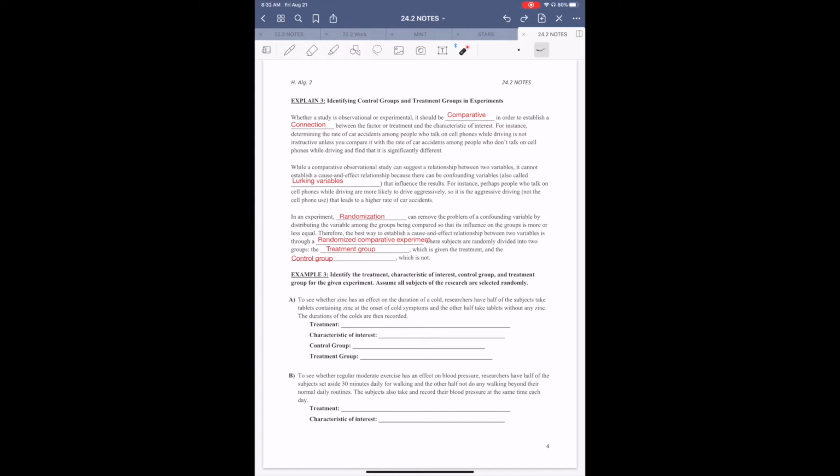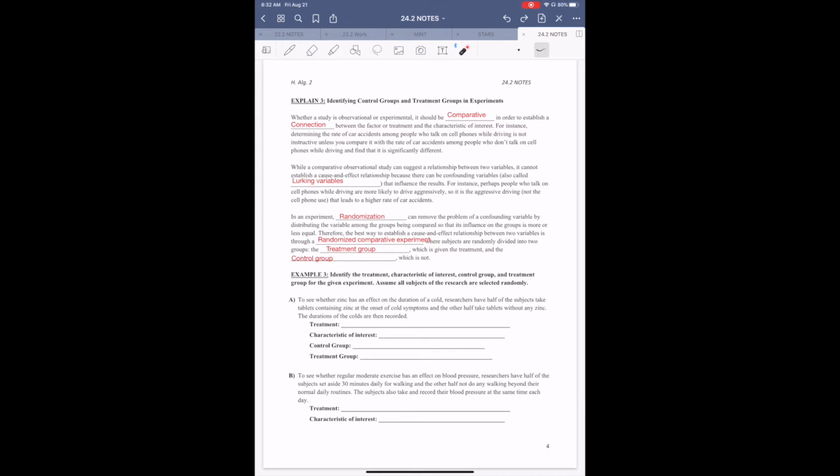To see whether zinc has an effect on the duration of a cold, researchers have half of the subjects take tablets containing zinc at the onset of cold symptoms, and the other half take tablets without any zinc. The durations of the colds are then recorded.